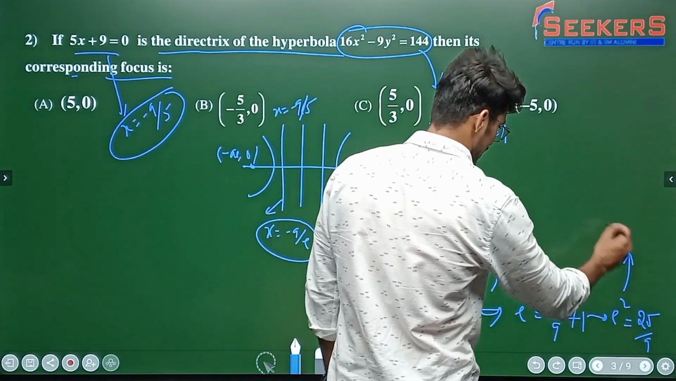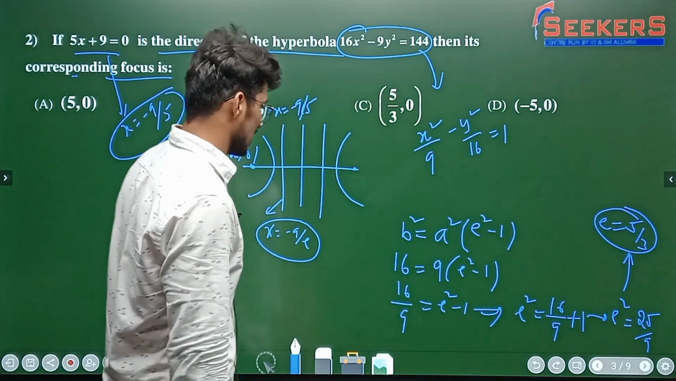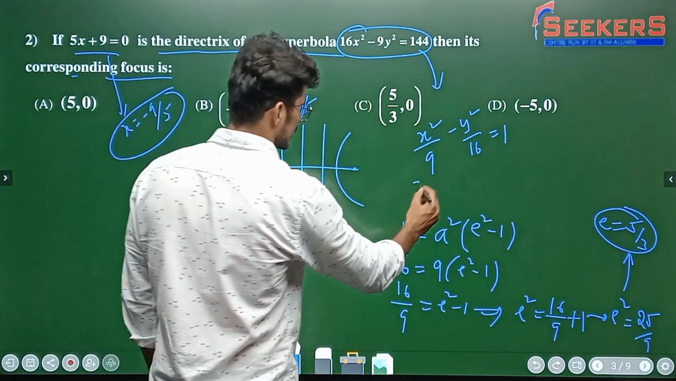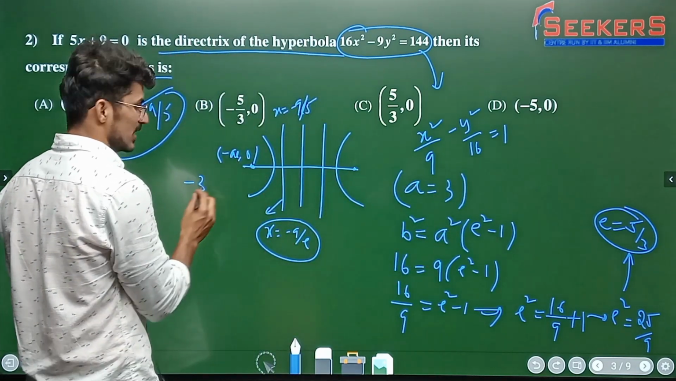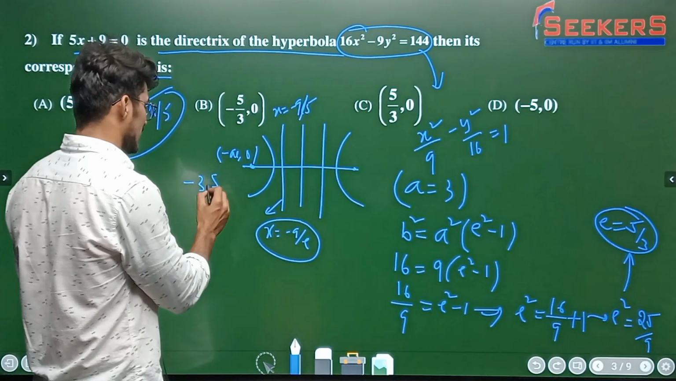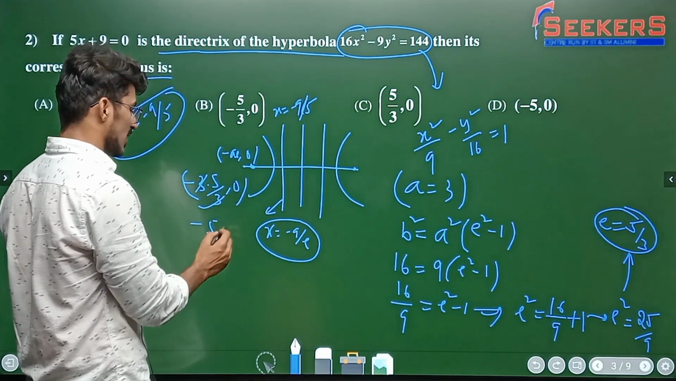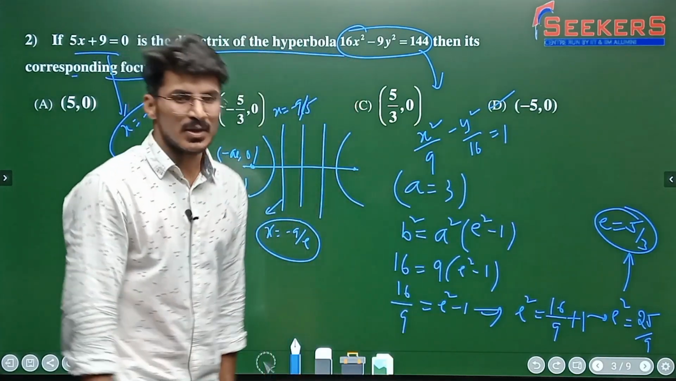So I am writing here, eccentricity is 5 by 3. If it is 5 by 3, then the corresponding focus is going to be minus ae. What is the a value here? A value is 3. So now you can use that 3. Eccentricity is 5 by 3, right? So 3 into 5 by 3, 0. The 3 will get cancelled. Minus 5 comma 0 is the corresponding focus. Option D is the right answer. Are you getting my point?